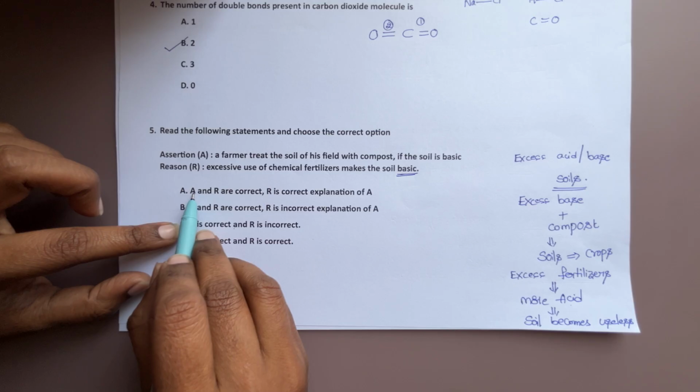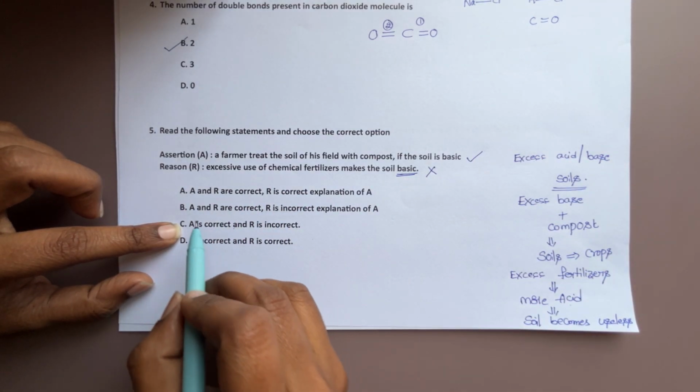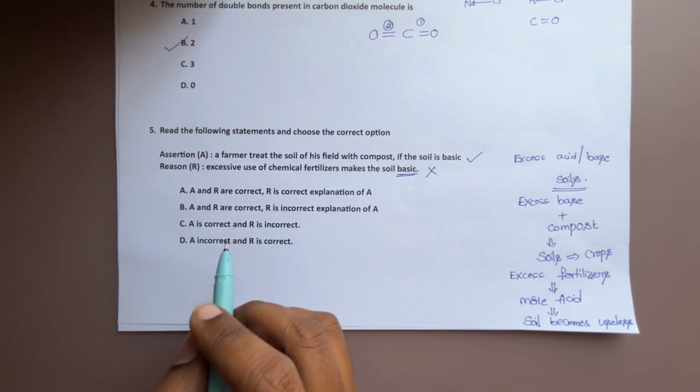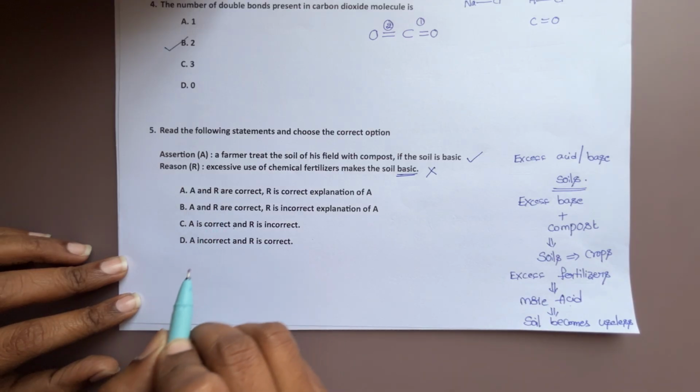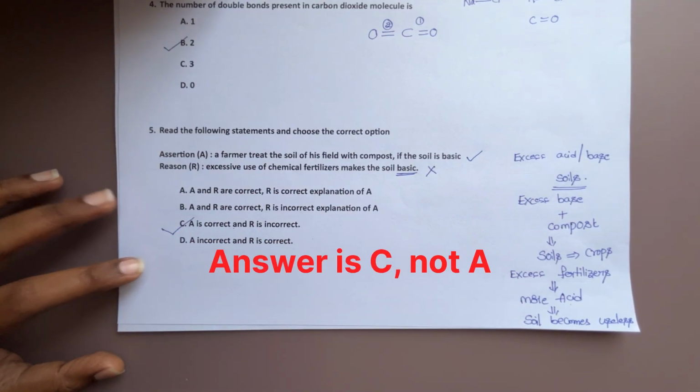In the remaining options, the option saying A and R are correct but R is not the explanation is also wrong. The option saying A is incorrect is obviously wrong too. Why? Because A is correct. So the answer is A.